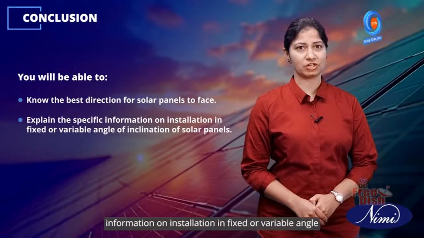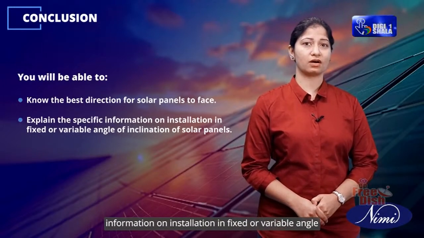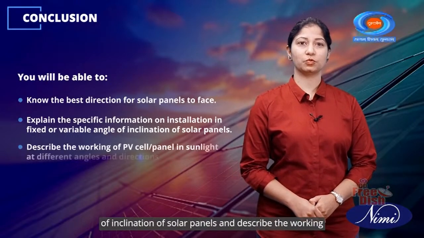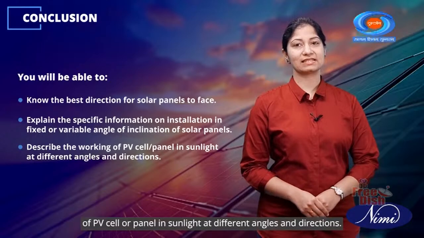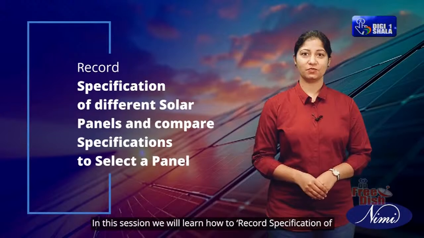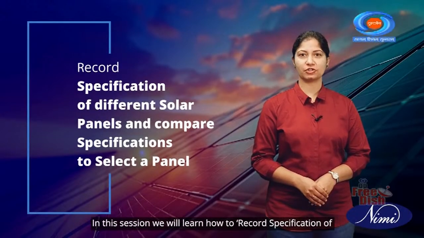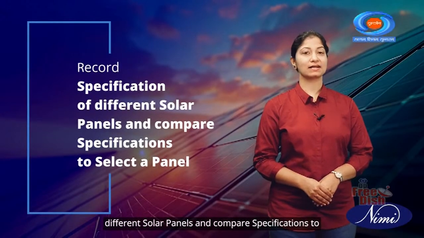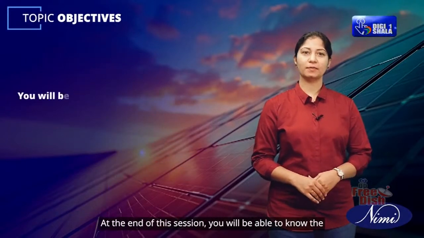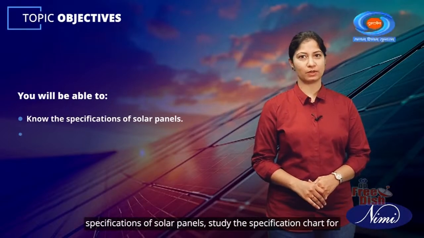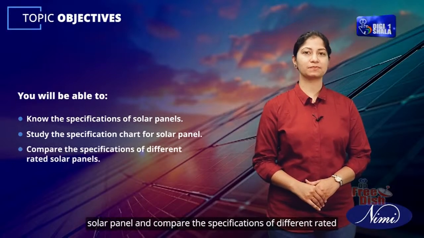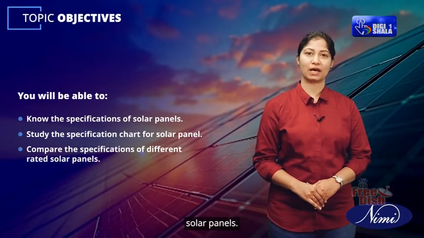Explain the specific information on installation in fixed or variable angle of inclination of solar panels and describe the working of PV cell or panel in sunlight at different angles and directions. In this session, we will learn how to record specification of different solar panels and compare specifications to select a panel. At the end of this session, you will be able to know the specifications of solar panels, study the specification chart for solar panel and compare the specifications of different rated solar panels.